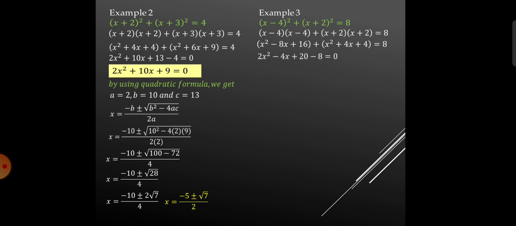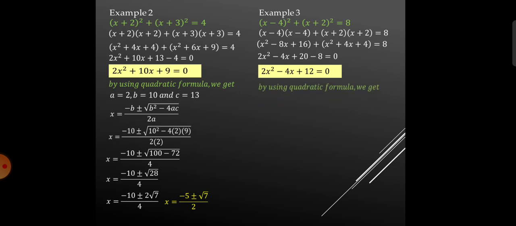So, 2x squared is 2x squared. Negative 8x plus 4x, negative 4x. 16 plus 4, 20. Then, ang positive 8, inigbalhin sa left side, minus 8, equal to 0. So, ang pag-rewrite, 2x squared minus 4x. 20 minus 8 is 12. Positive 12, equal to 0.